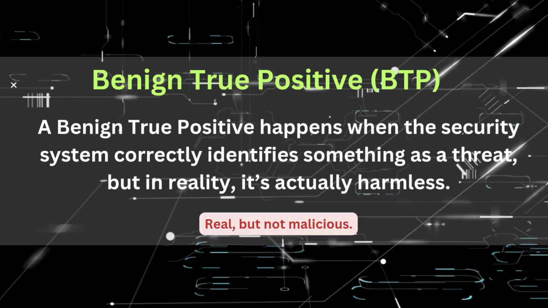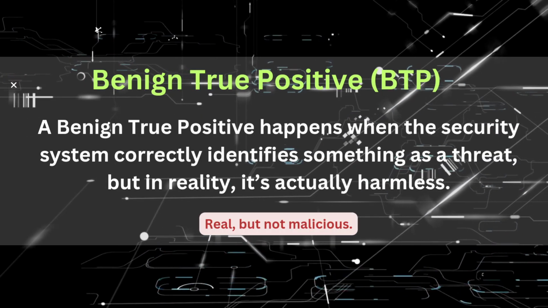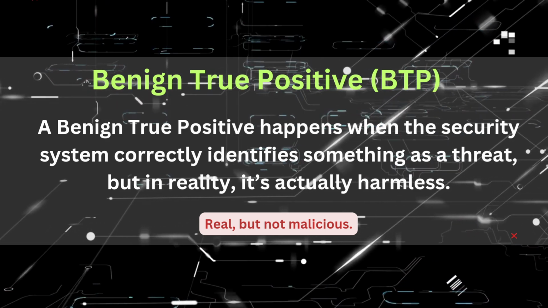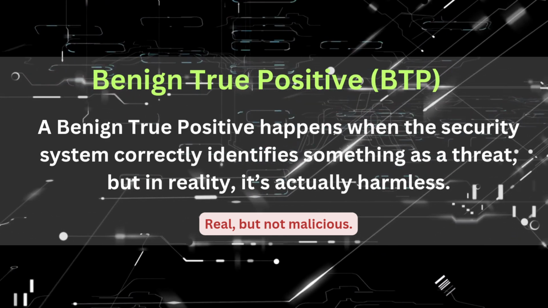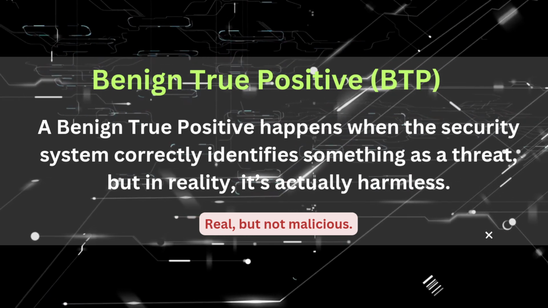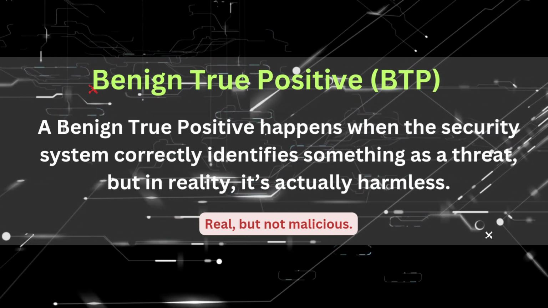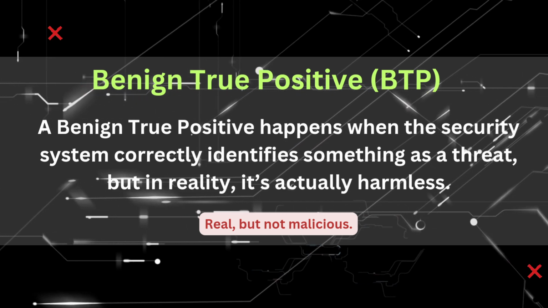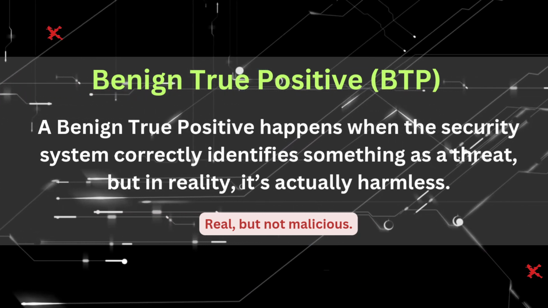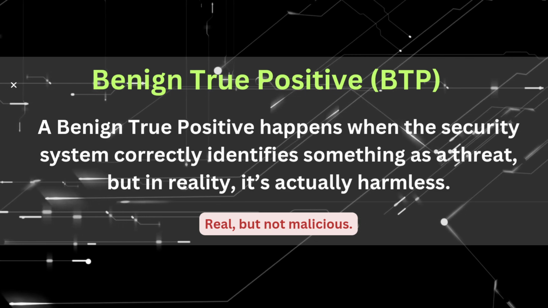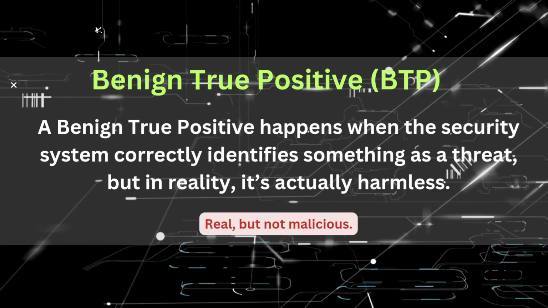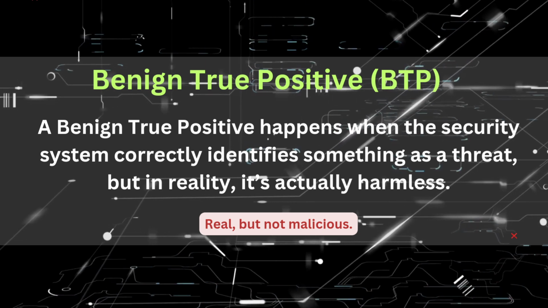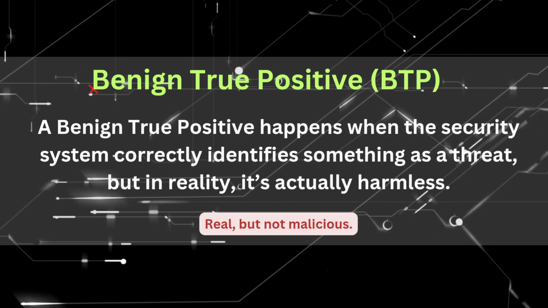The last one is benign true positive. This happens when the system correctly identifies that something is a threat, but in reality, it's actually harmless. So, for example, let's say a security system scans a file on your computer, it flags the file as potential malware. The system was right to be cautious. It thought it was a threat, but after you check it, you realize that the file is actually harmless.